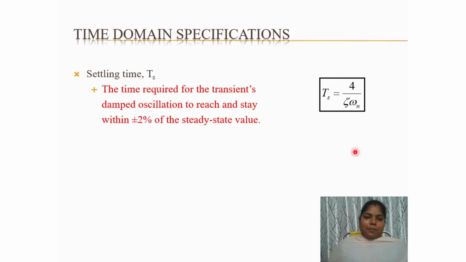Next, settling time. Settling time is the time taken by the response to reach or stay within the specified error. The allowable or tolerable error is 2 to 5%. For 2% error, the settling time is given by Ts equal to 4 by (zeta omega n). For a 5% error, the settling time is given by Ts equal to 3 by (zeta omega n).